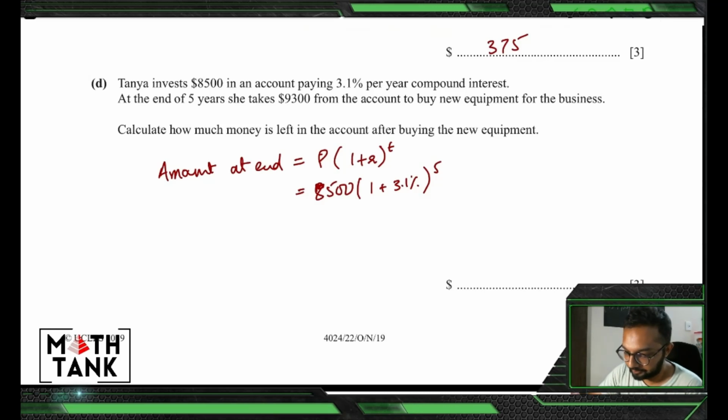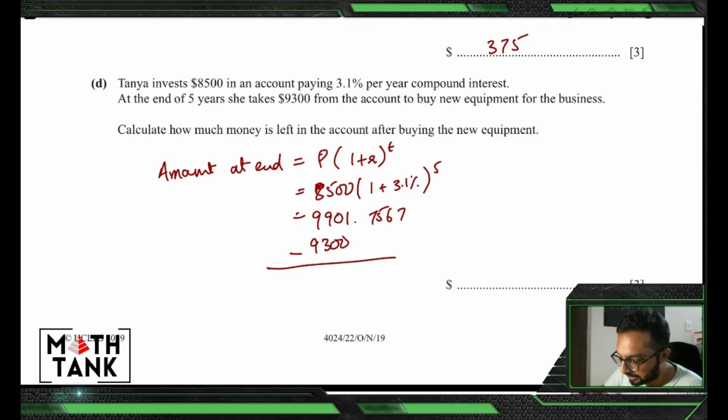So 1.031 power 5. So 9901.7567. That was the amount that she had. How much did she take out? She took out $9,300. So how much does she have remaining? Rounded off correct to 3 significant figures is $602. So that's my final answer then.